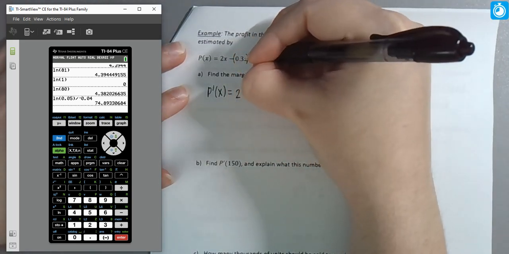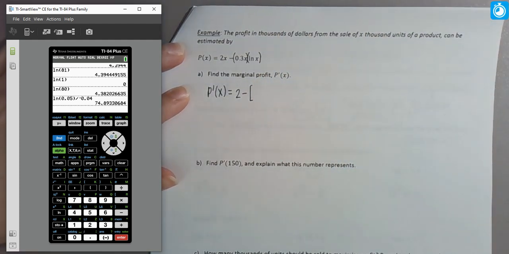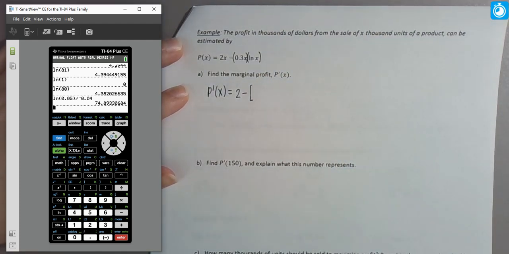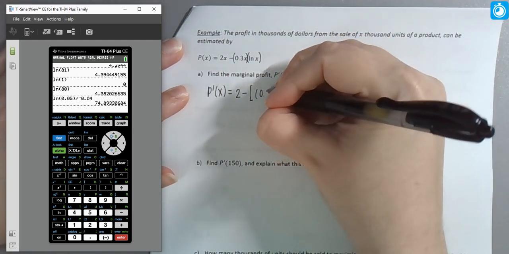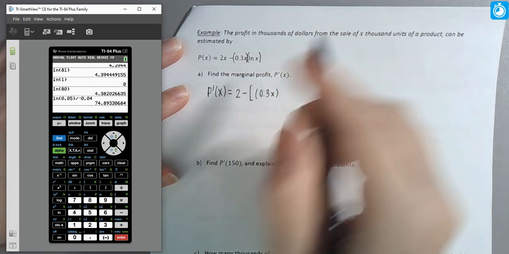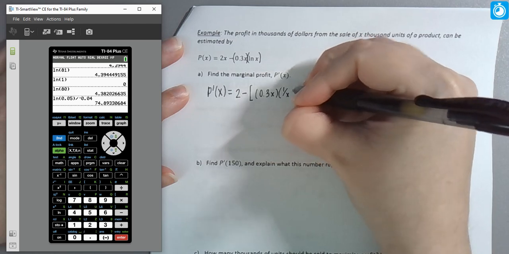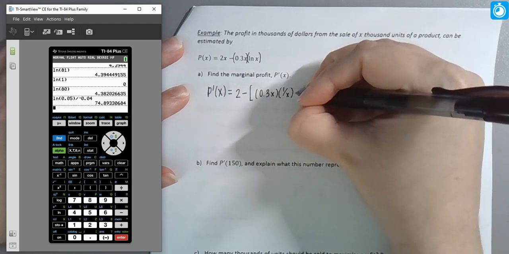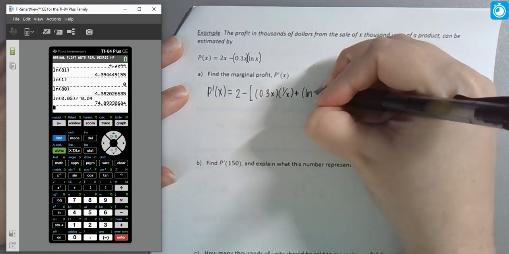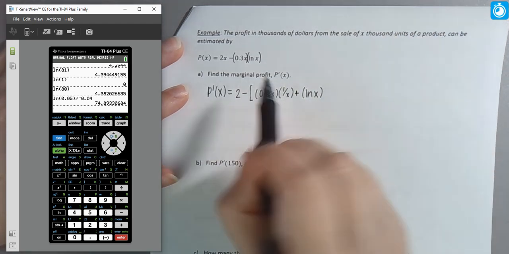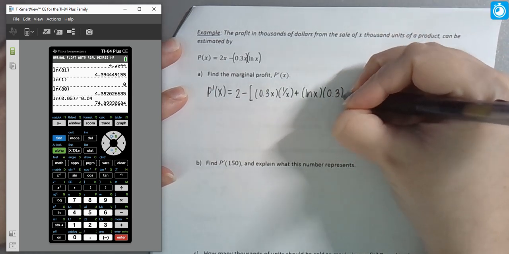So I'm going to think of 0.3x as the first function and natural log of x as the second function. So the product rule says first function, so 0.3x, times the derivative of the second function, so 1 over x, plus the second function, so natural log of x, times the derivative of the first function, which is just going to be 0.3.